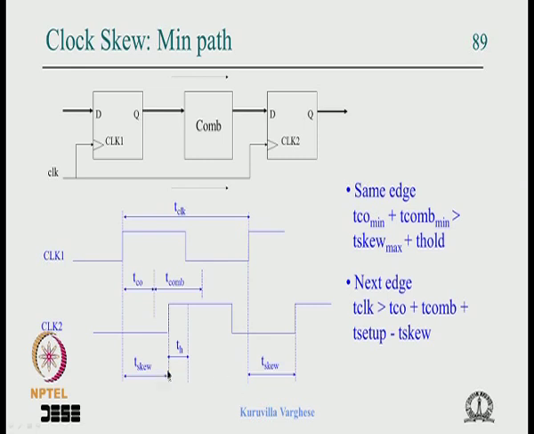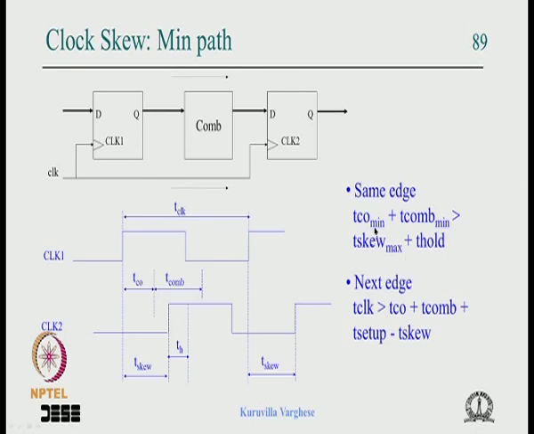But the real danger, as I said, is that since the clock is getting skewed, if the data path is fast, then it can violate the hold time because the clock is moving ahead, and if the TCO and TComb are minimum, then it can violate the hold time. So that is what is shown here. TCO min plus TComb min should be greater than T skew max plus T hold.